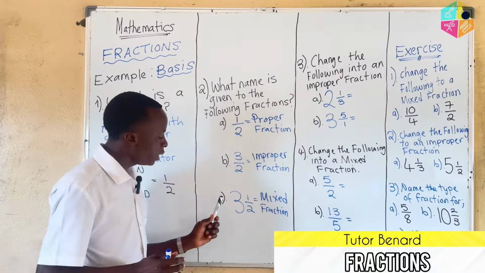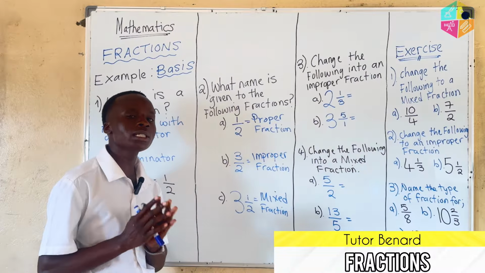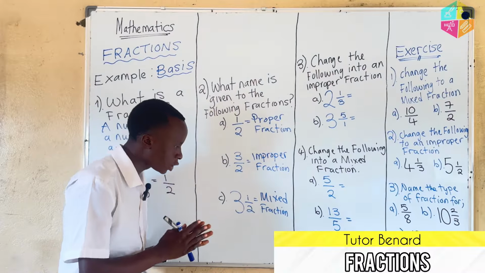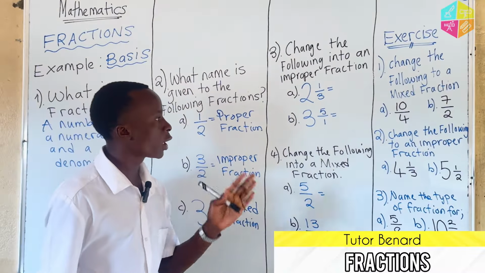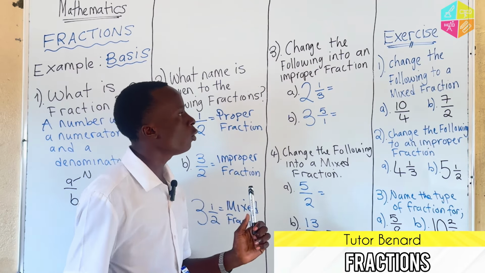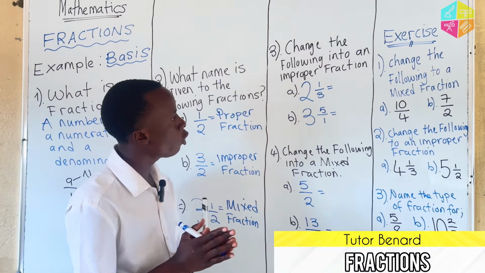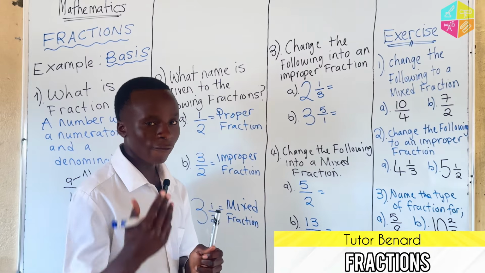So whenever you have these three things, a whole number, a numerator, and a denominator, this is what we call a mixed fraction. Now let us move on to calculations. Question 3 says, change the following into an improper fraction.